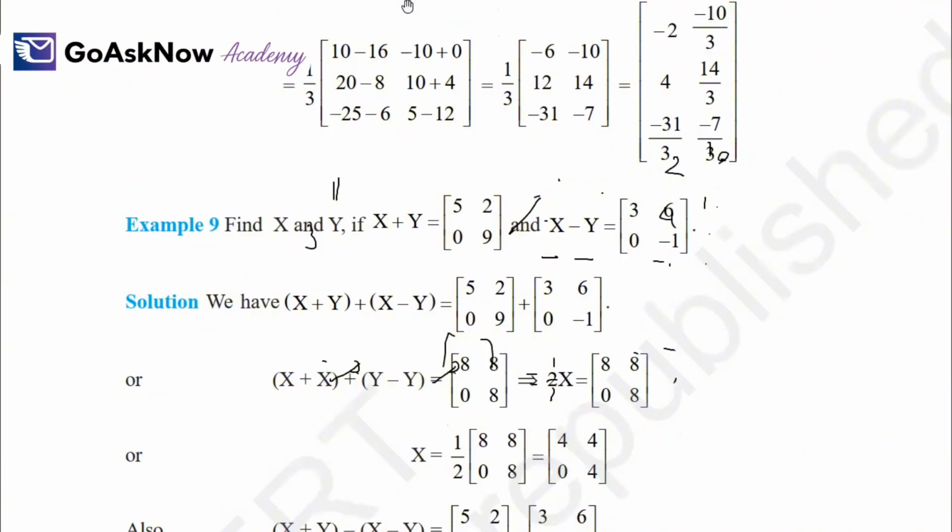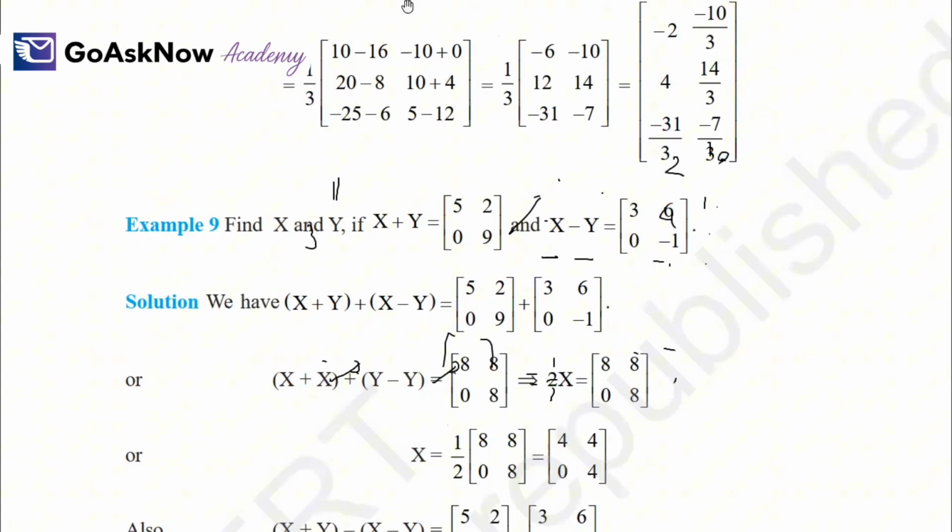X plus y, x minus y can be written like x plus x, okay, plus y minus y. Because addition is also commutative, so you can write it like that also. After writing it, you will get the result as 8808 and 2x is equal to 8808 only. Okay, because x plus x plus y minus y will give you 2x only. Y and y will be cancelled out. We will get x is equal to 1 by 2 times 8808, or equal to 4404.